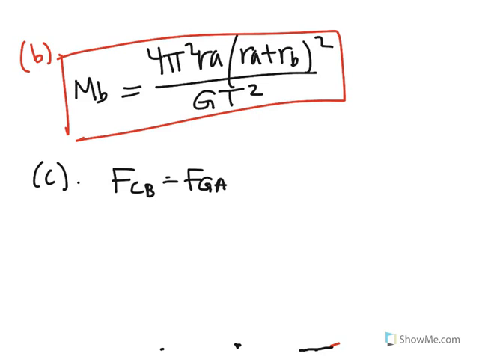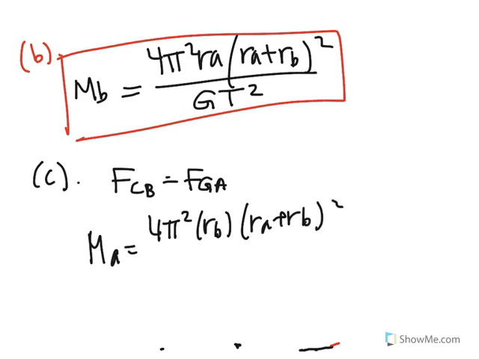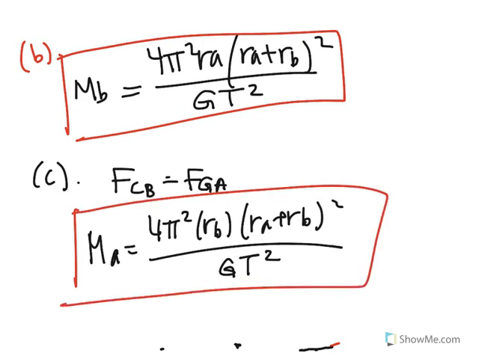So if you do that, you can do everything that we just did, but your answer should come out MA is equal to 4 pi squared RB multiplied by (RA plus RB) squared divided by G T squared. And that is your answer.